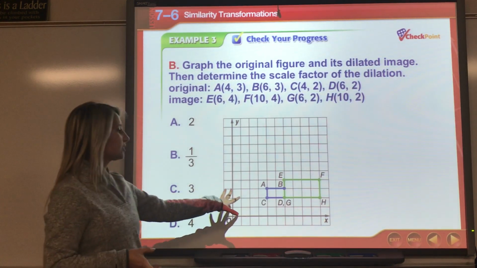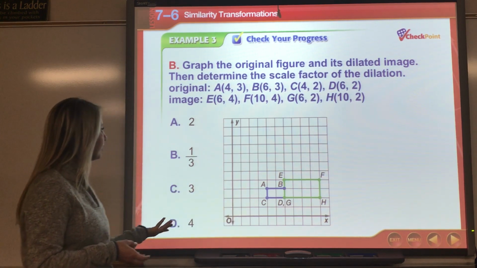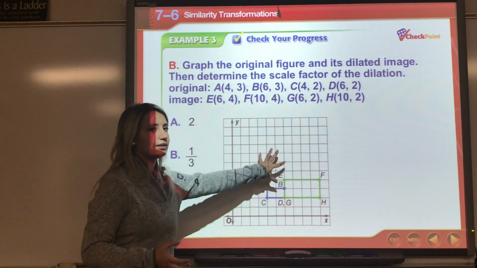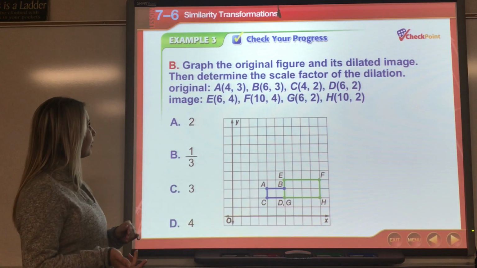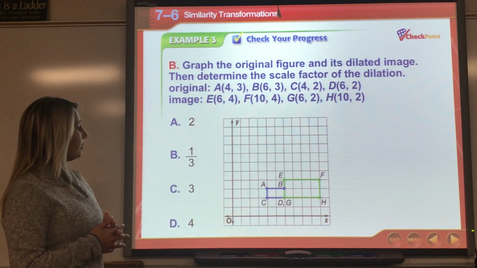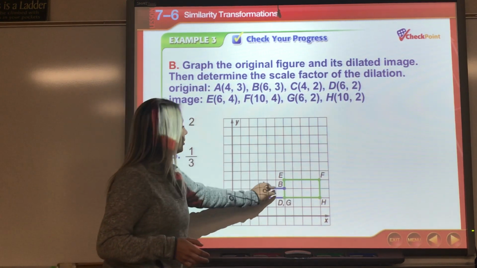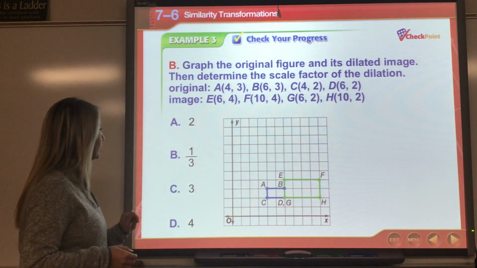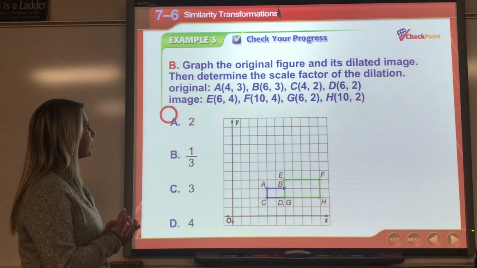Okay, so this time it actually gives you the graph, and we just have to verify. And this is the same exact one that we just did, it's just in a different position. So we know that if we're starting with this A, going to this, we're starting with this green or blue one for the original, and this is our dilated image, we know that the scale factor is 2.